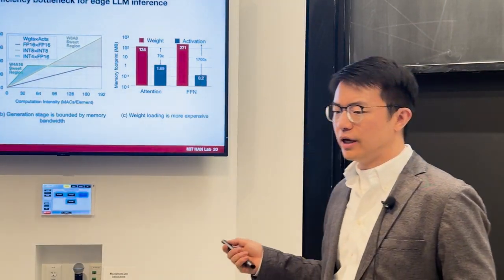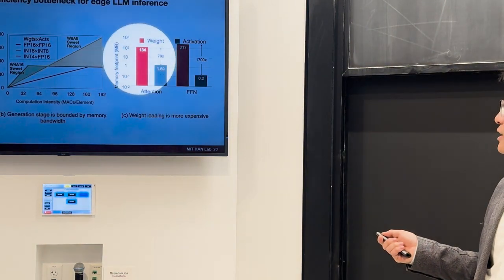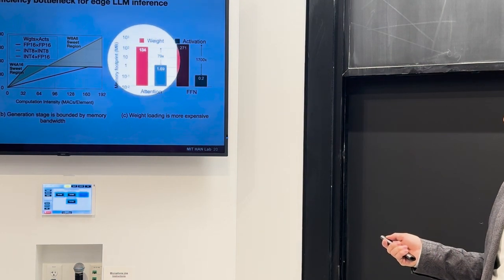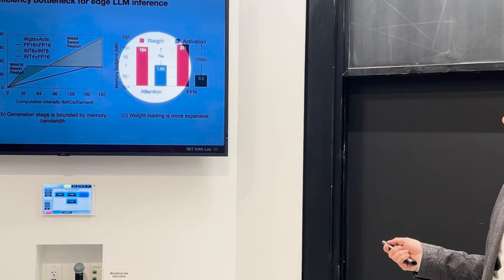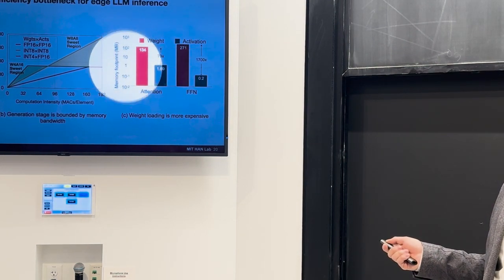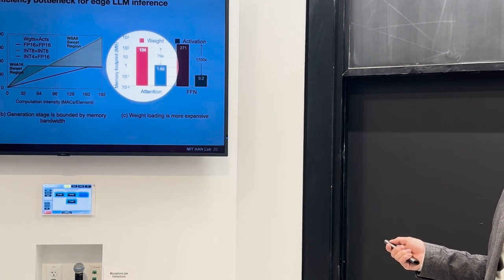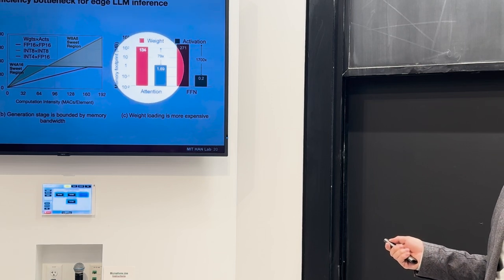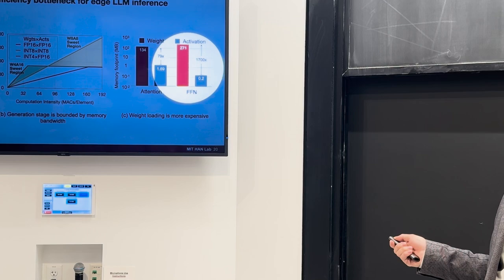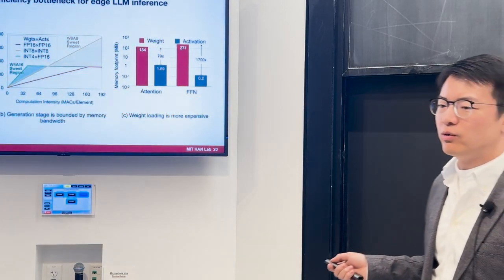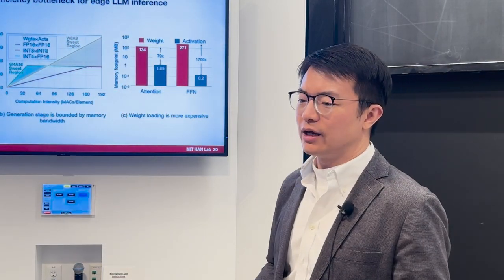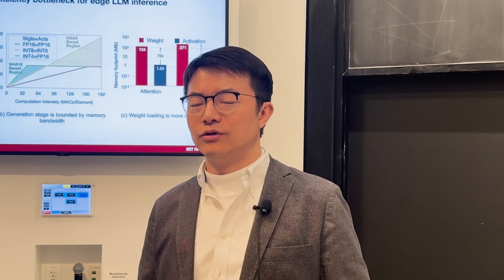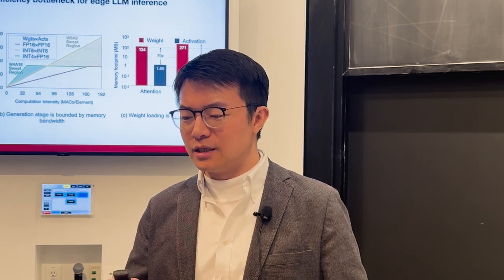And on the right-hand side, we are comparing the weight versus the activation. The weight is in red, activation is in black. This is the logarithmic y-axis. You can see the memory footprint for the weight is like 70 times more than the activation. And here for the FFN, it's over 1,000 times larger than the activation. So weight is the focus. We want to do weight only quantization in this work.